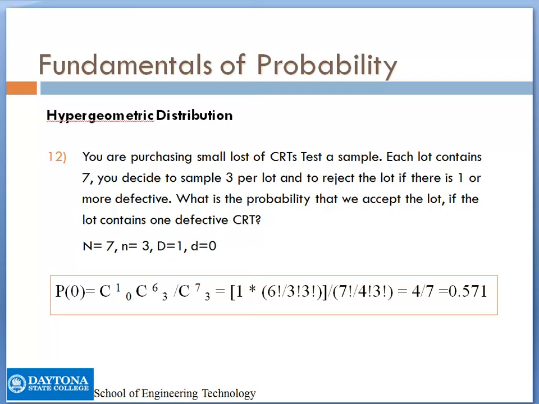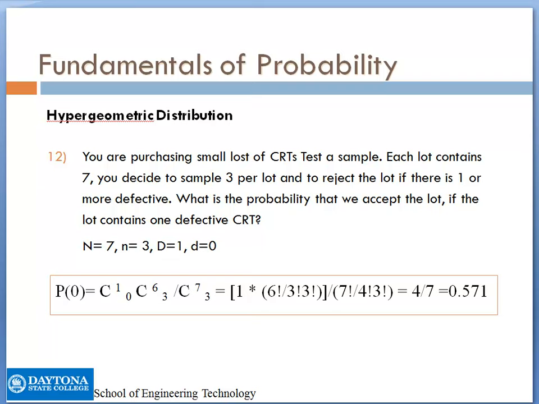So you're purchasing a small lot of CRT test samples. Each lot contains 7, and you decide to sample 3 per lot and to reject the lot if there is 1 or more defective. So what is the probability that we accept the lot if the lot contains 1 defective CRT? So we know the best way to do this is understanding that every time you take a sample out, the probability of that sample will be different.